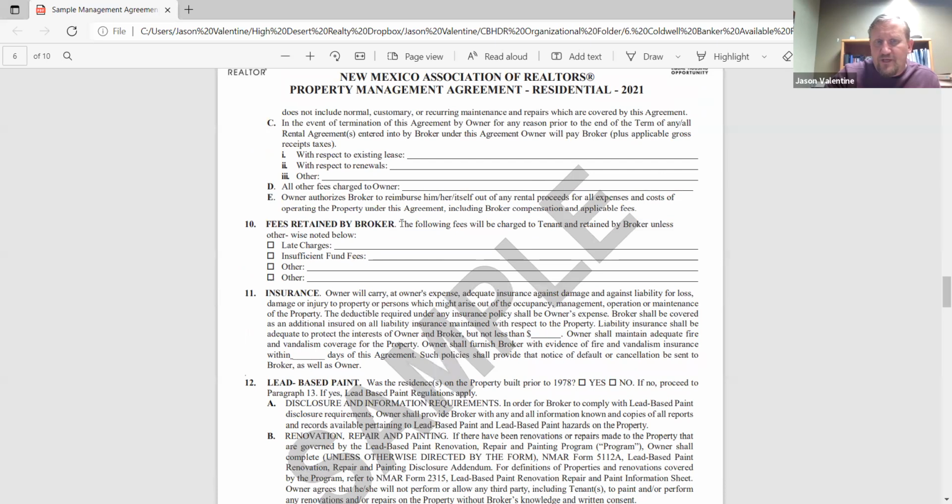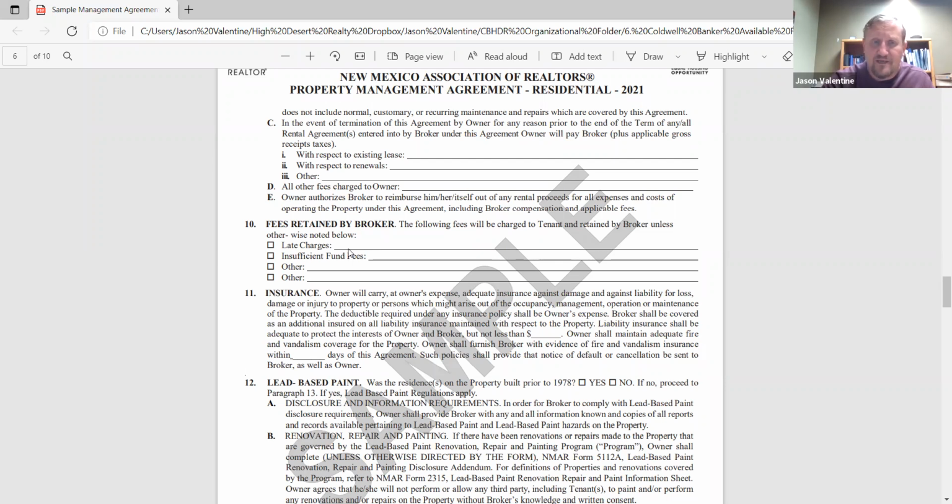Let's see, fees that we actually retain as the brokerage. We retain late fees because we have to run people out there, post notices on doors, and begin court filing action. Insufficient funds fees, I charge those directly to the tenant, and we retain those because that hits my trust account, and I've got to keep that trust account balanced.